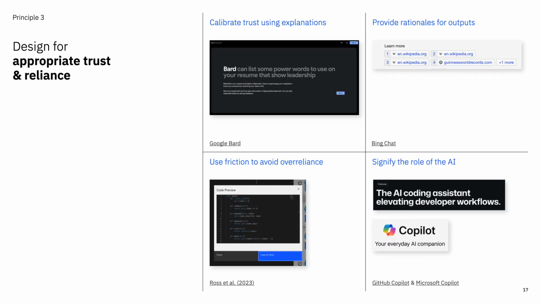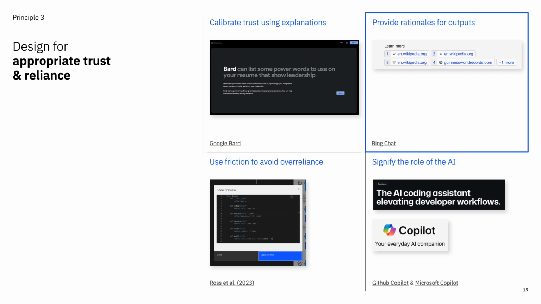Trust and reliance are extremely important issues in any AI system, and we recommend a few ways design can be used to help users calibrate their trust. The first is simply to make it clear what your application can and cannot do by explaining its capabilities and limitations, which is what Google Bard did when it was first released.